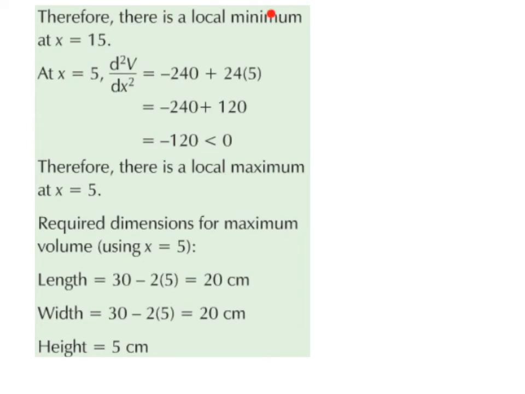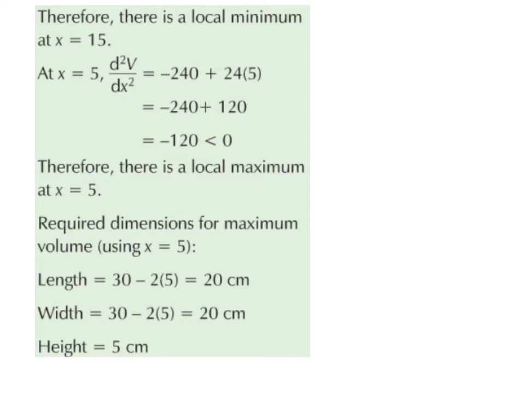So as I said, there's a local minimum at x is equal to 15. Okay, so now using x is equal to 5, we're going to sub that into the second derivative. So we get minus 240 plus 24 multiplied by 5. So we just swap the x for a 5. 24 by 5 is 120. Minus 240 plus 120 is minus 120.